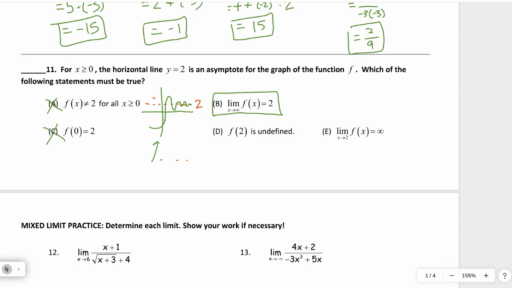D, f of 2 is undefined. That could happen. You might have a hole here. Doesn't have to happen. So yeah, that's not going to be our answer either. And finally, the limit as x approaches 2 is infinity. That would mean we have like a vertical asymptote at 2. That could happen, but it doesn't have to happen. So that doesn't have to be our answer either. So for sure, our answer is B.